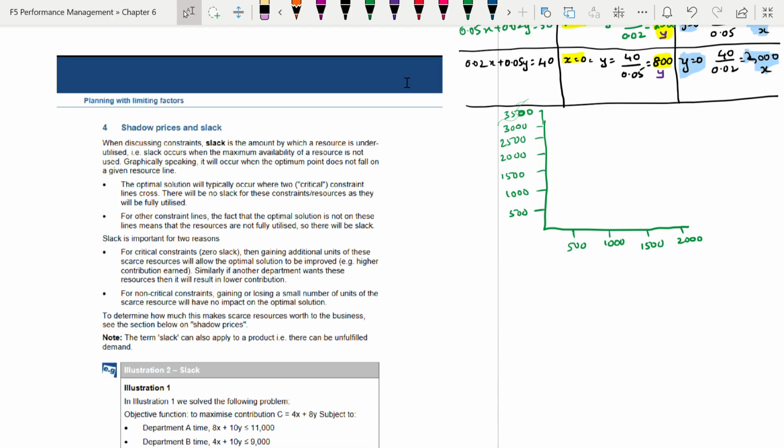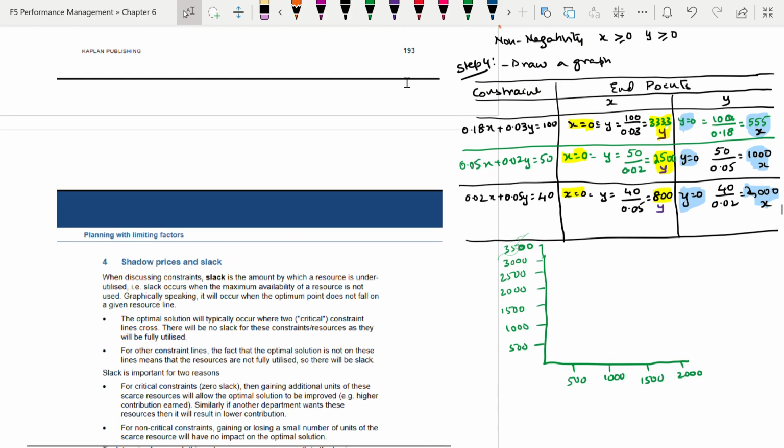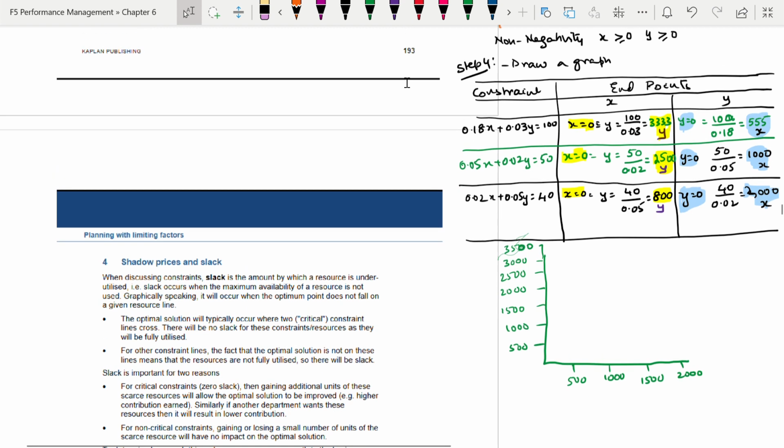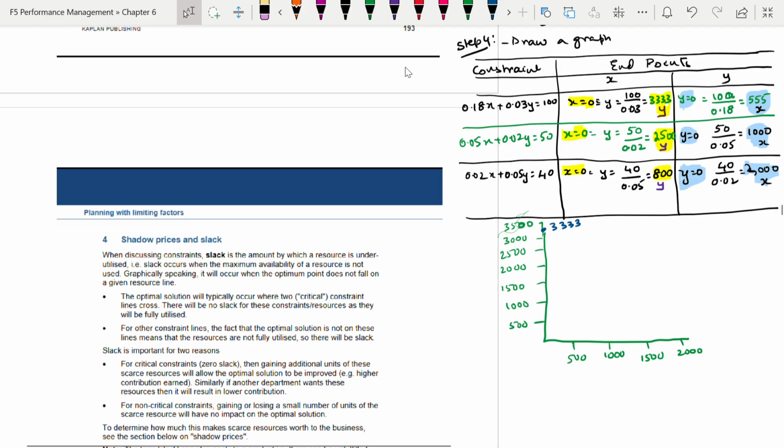Now what you have to do is just plot the points. When x is 0, y is 3,333. Here you put 3,333. Okay, x is 0, this is over. Now x is 0 and 2,500. Then x is 0 and 2,000. And x is 0 and it is 800.